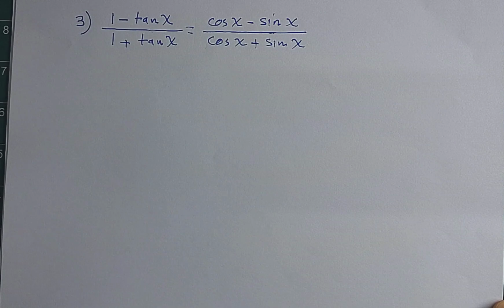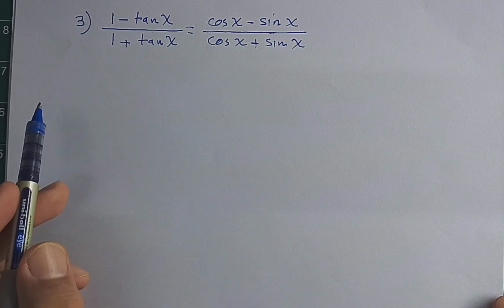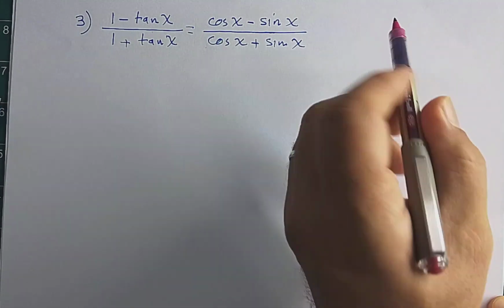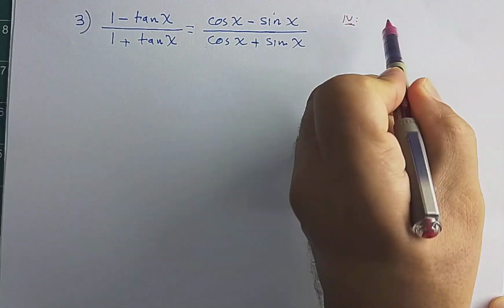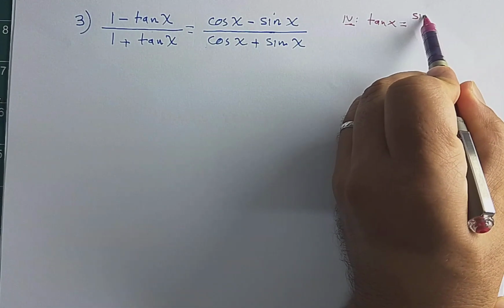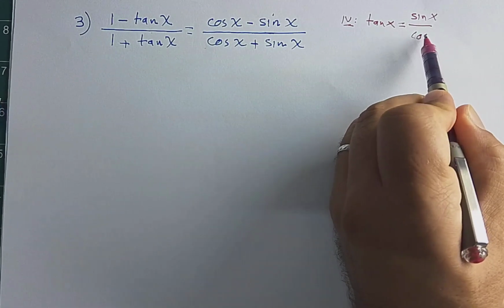So let's move on to the last one. Here we have (1 minus tan x) out of (1 plus tan x) equal (cosine x minus sine x) out of (cosine x plus sine x). In this case, I start with the left side. It is easier than the right side. So we have here, note that the expression of tan x equals sine x out of cosine x.